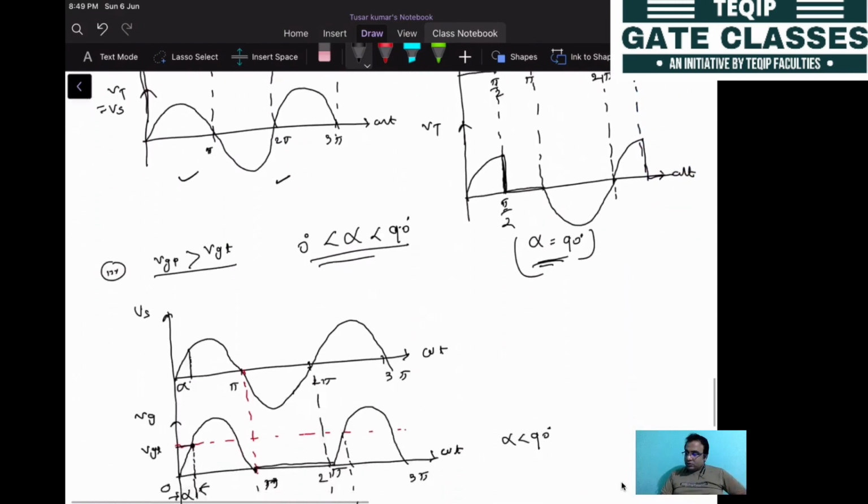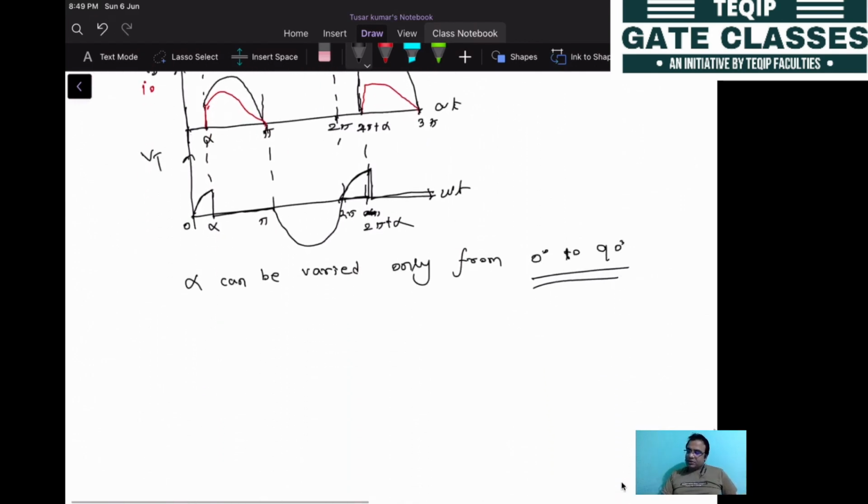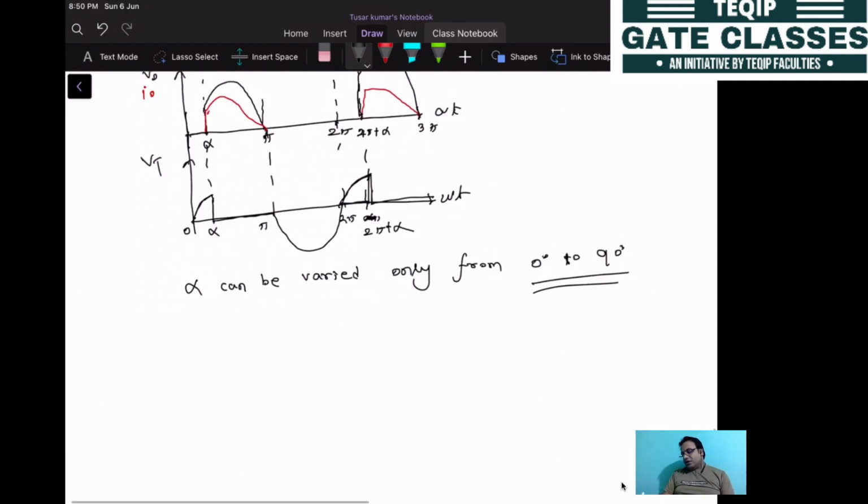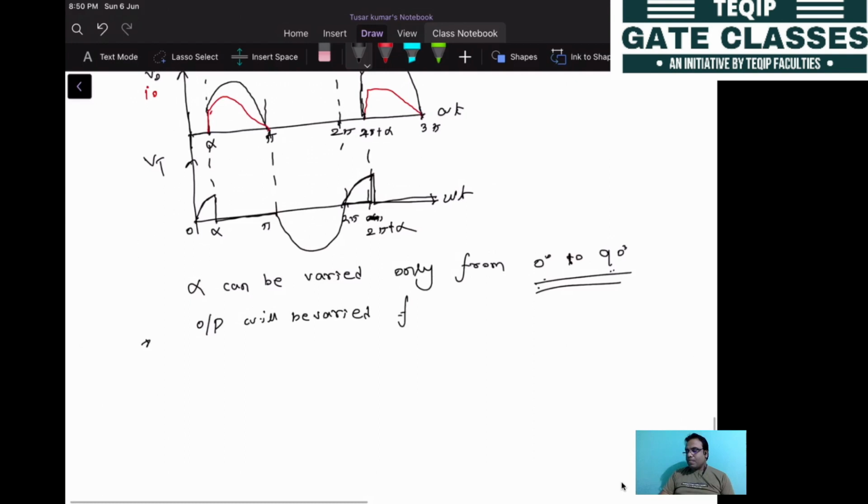So this is what the resistance triggering circuit is. As this method has certain drawbacks, the next one will be the RC firing circuit. And here another thing is that when you are varying alpha from 0 degree to 90 degree, obviously the output will be varied. When alpha equals 0, the output will be 100%. When it is 90 degree, it will be 50%. That is in proportion to alpha.